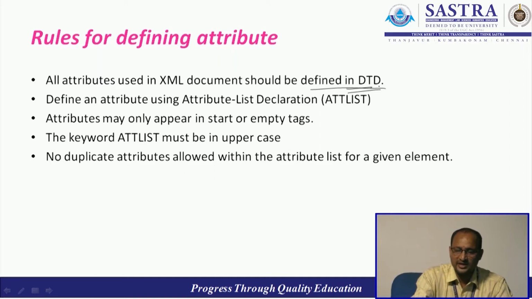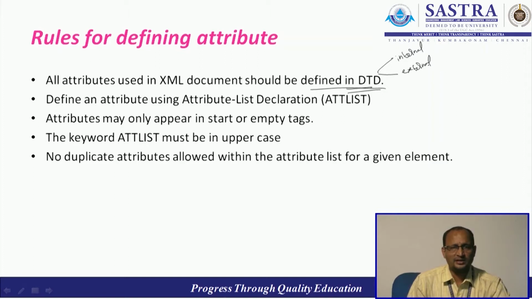The DTD may be internal or it may be external. If it is internal, within the XML document, the definition about the element followed by the attribute will be there. If it is external, it is a separate file kept for holding the element definitions. Actually, it is a kind of rule for how the XML document should be.